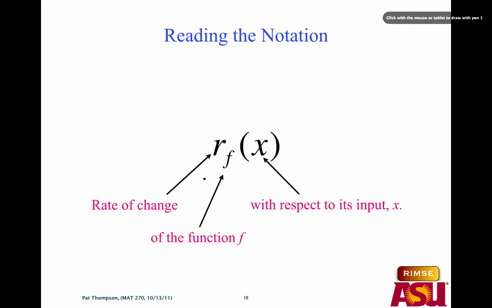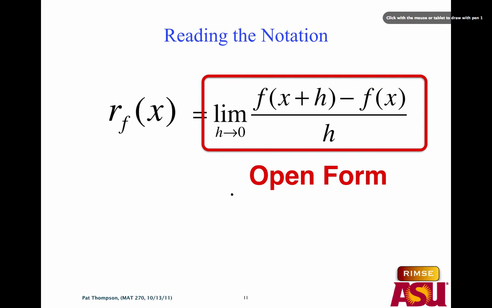So when I look at this function, this is the rate of change of the function f. And we just saw that it's defined as the limit as h goes to 0 of f of x plus h minus f of x over h for a given function f. So this function here lines up with this function here. Now, I've highlighted it in red and said, let's call this expression, this definition, if you will, the open form.